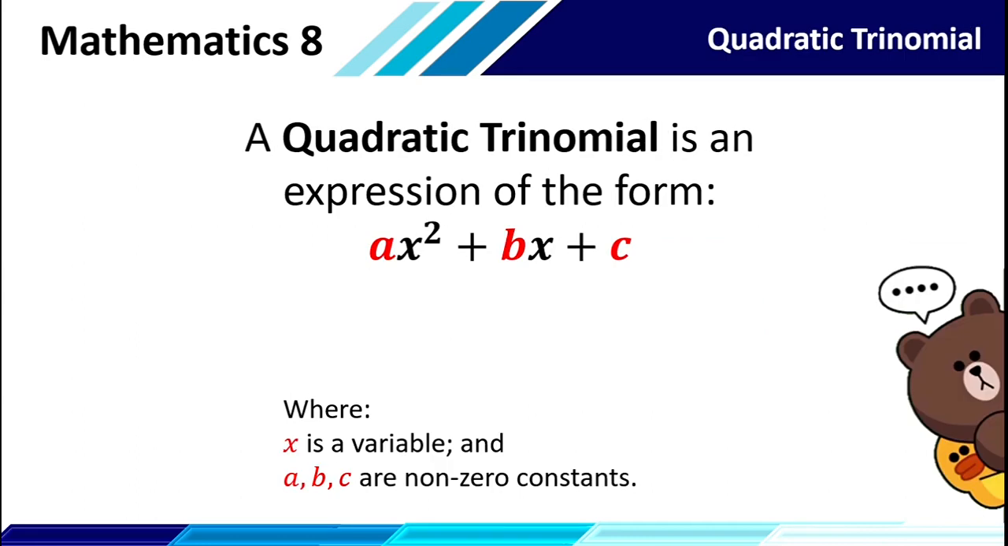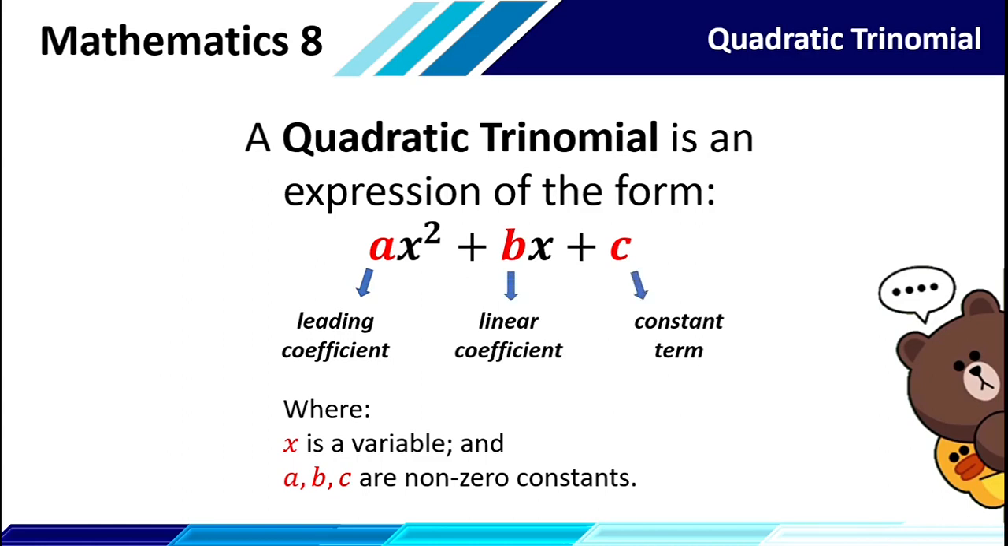Now let's proceed to our main topic, which is quadratic trinomial. A quadratic trinomial is an expression of the form ax squared plus bx plus c, where x is a variable and a, b, c are non-zero constants, where a is our leading coefficient, b is our linear coefficient, and c is our constant term.